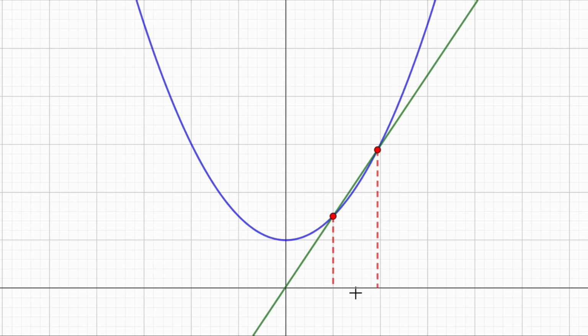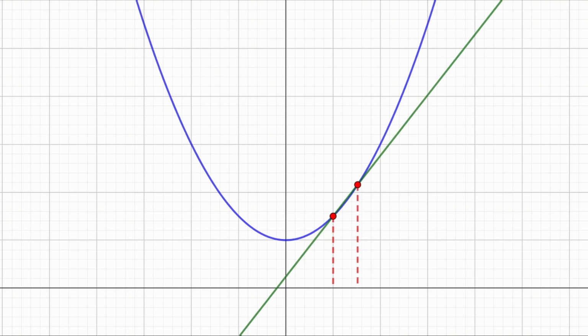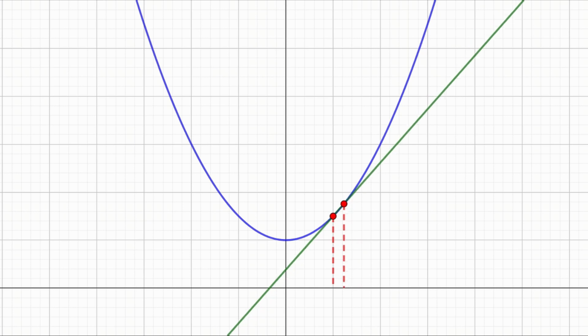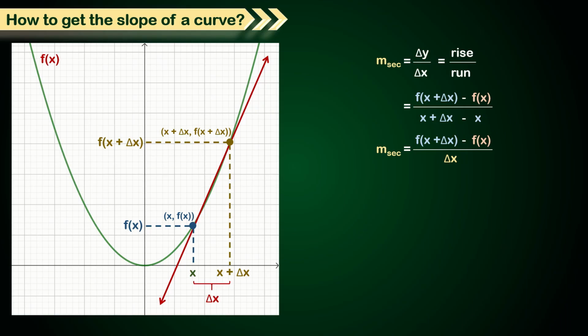Observe the change in x. What will happen to the secant line when the change in x becomes smaller and smaller? Pause for a while and observe the graph. As you can see, when the change in x becomes smaller and smaller, or when the change in x approaches 0, the secant line becomes the tangent line. Thus, when we get the limit of the slope of a secant line as change in x approaches 0, it becomes the slope of the tangent line.